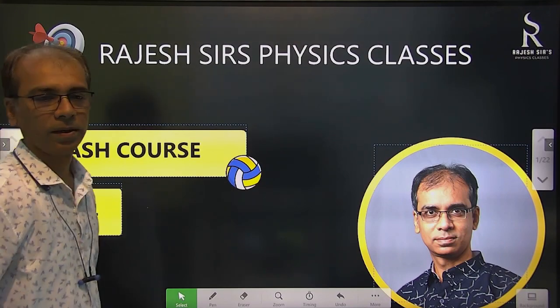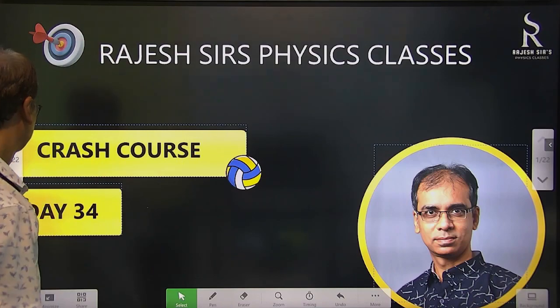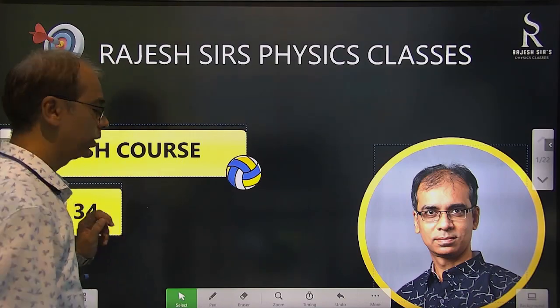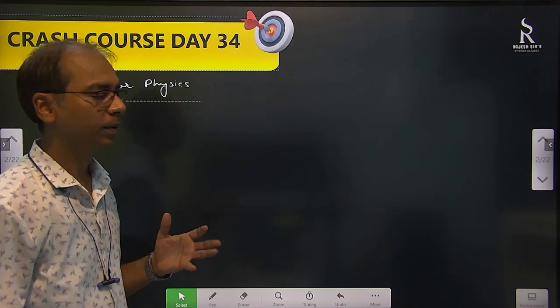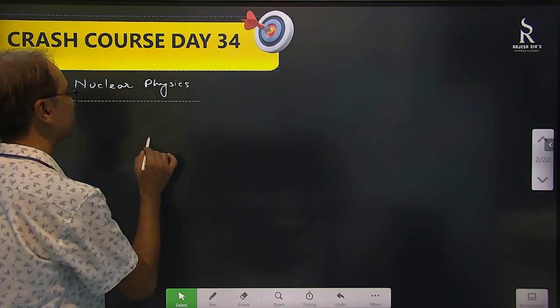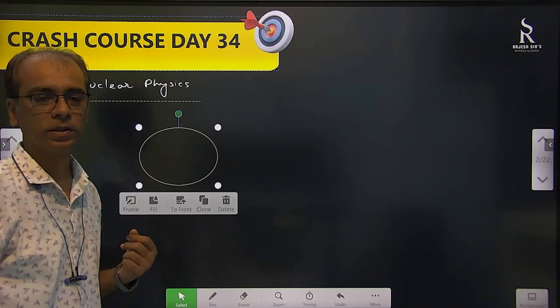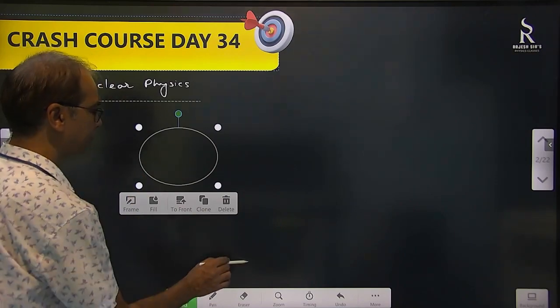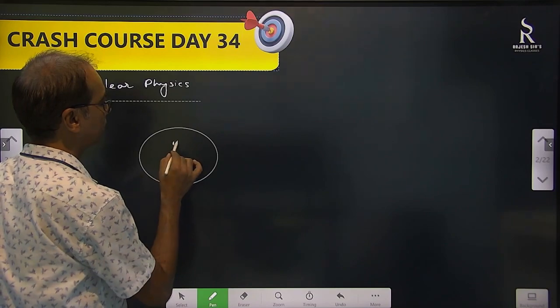Good day, students. So let's do today the last topic of our crash course, that is nuclear physics. In nuclear physics, we are going to talk about the nucleus. Suppose this is our nucleus. Inside the nucleus there are two particles, neutron and proton.